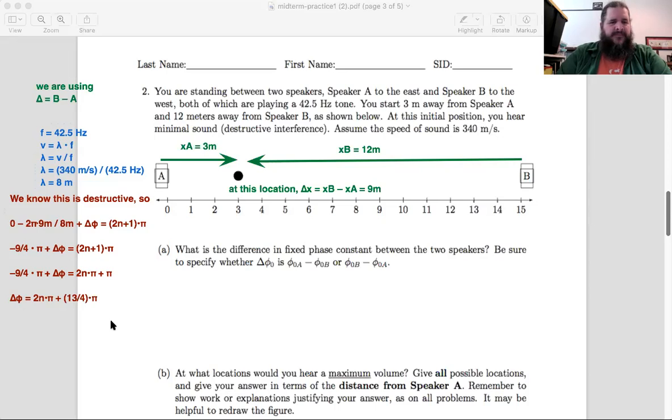Can you use 0 for n? We could say let n equal 0. Then we get delta phi equals 13/4 times pi. So 13/4 times pi is certainly a value you could use. But it might be easier to use a smaller value of delta phi. What would be a lower n value we could use?